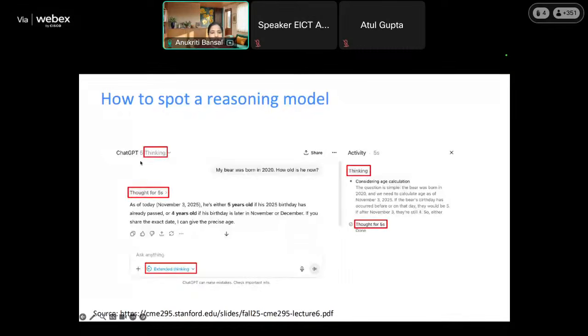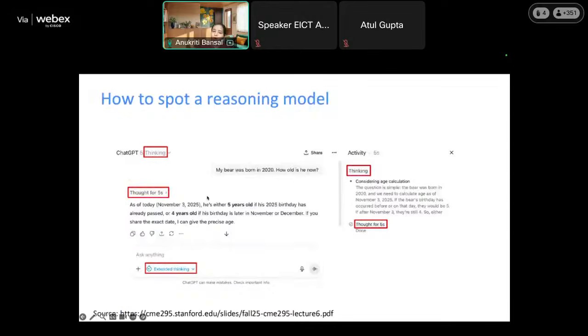ChatGPT says thinking for 5 seconds. If you are on a Pro version of ChatGPT, you can also enable thinking. Many times it does not show you the complete thinking process, but if you are using API keys and want to see what the model is doing at the back end, how it is reasoning about certain things, you can look at the complete text of what is going on at the back end.